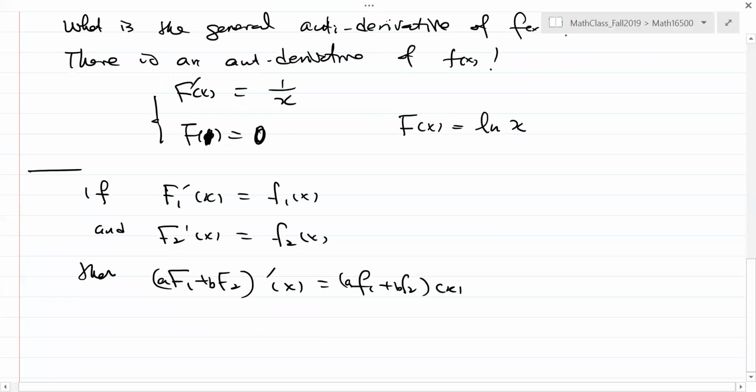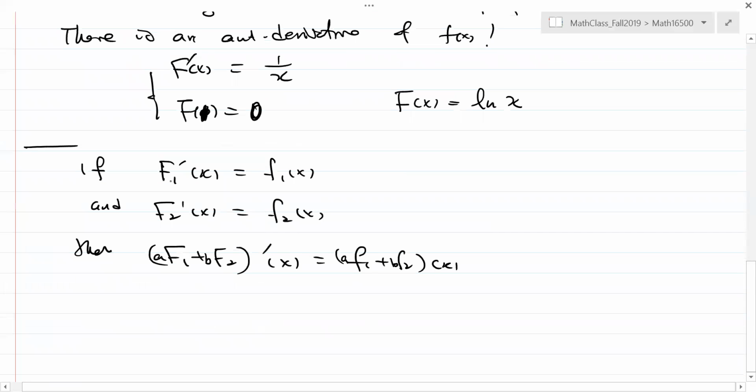So what that means is, if we find antiderivatives of f1 and f2, and add them together using the same combination, you can find an antiderivative of the combination of these two functions. So in other words, if capital F1 is an antiderivative of little f1, and if capital F2 is an antiderivative of little f2, then you can easily find the antiderivative of the combination of those two functions.